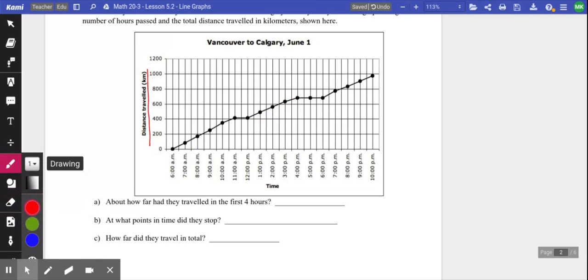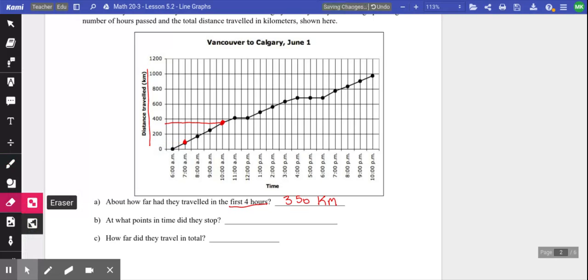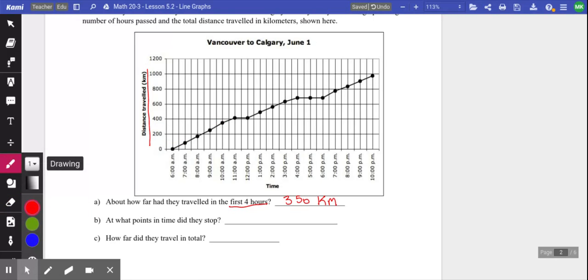Because you're not traveling backwards at any point. So the first hour, they traveled this far, which we're going to say is about 100. It asks how far in the first 4 hours. So we'd go 1, 2, 3, 4. This would be after 4 hours of travel. We could estimate that to be about 350 kilometers. Right, so this graph is showing how far they've traveled throughout the entire day.